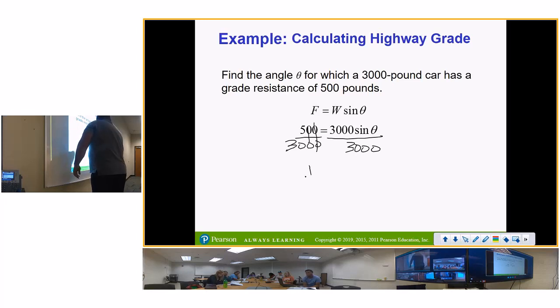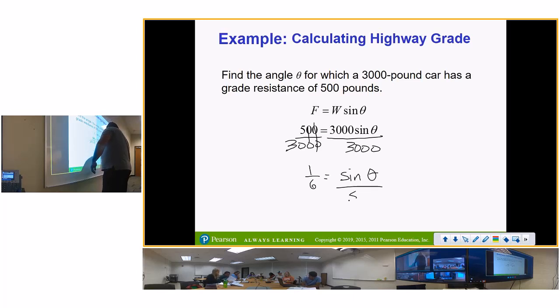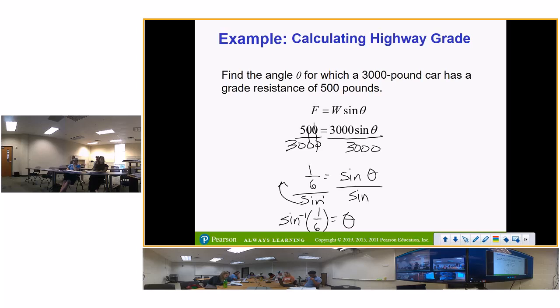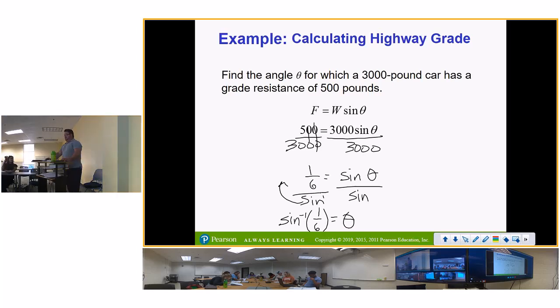So 1/6 is equal to the sine of theta. Divide by the sine. Bring that upstairs. That's to the first power. So inverse sine of 1/6 is equal to theta. The inverse sine is just anytime you find the angle. Because you're basically dividing by the sine, which you don't do that. But to get the inverse sine, you can see it better if I show you to do it that way.